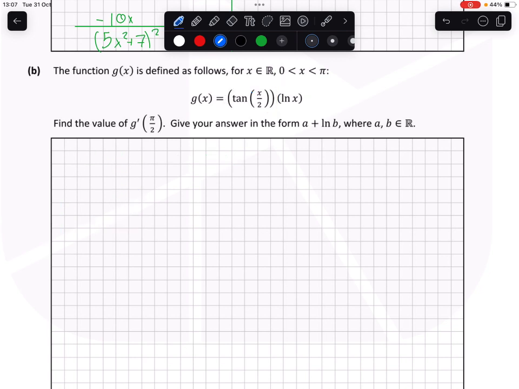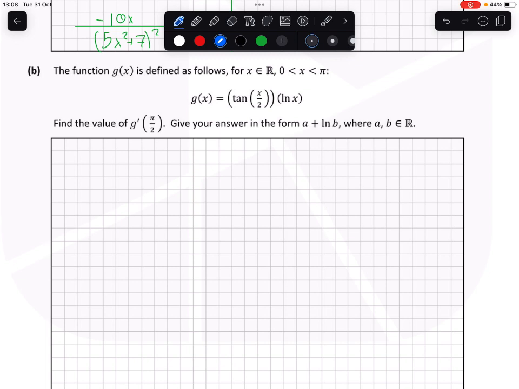So if we go ahead and look at part B of this question, we have the function g of x defined as follows: for x an element of R, where x is some number strictly less than pi and strictly greater than 0, g of x is equal to the tan of x over 2 multiplied by the natural log of x. Find the value of g prime of pi over 2. Give your answer in the form a plus the natural log of b, where a and b are real numbers.